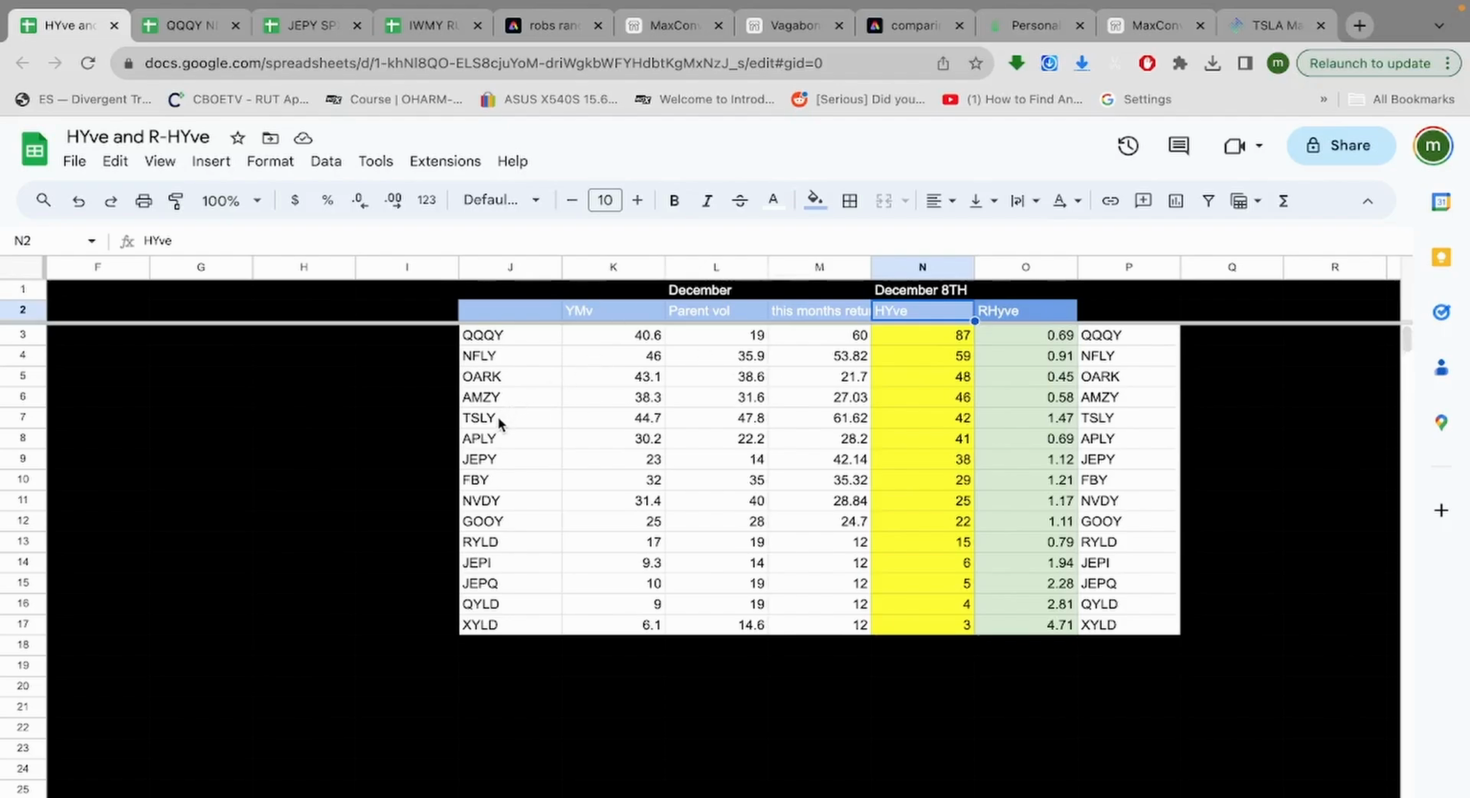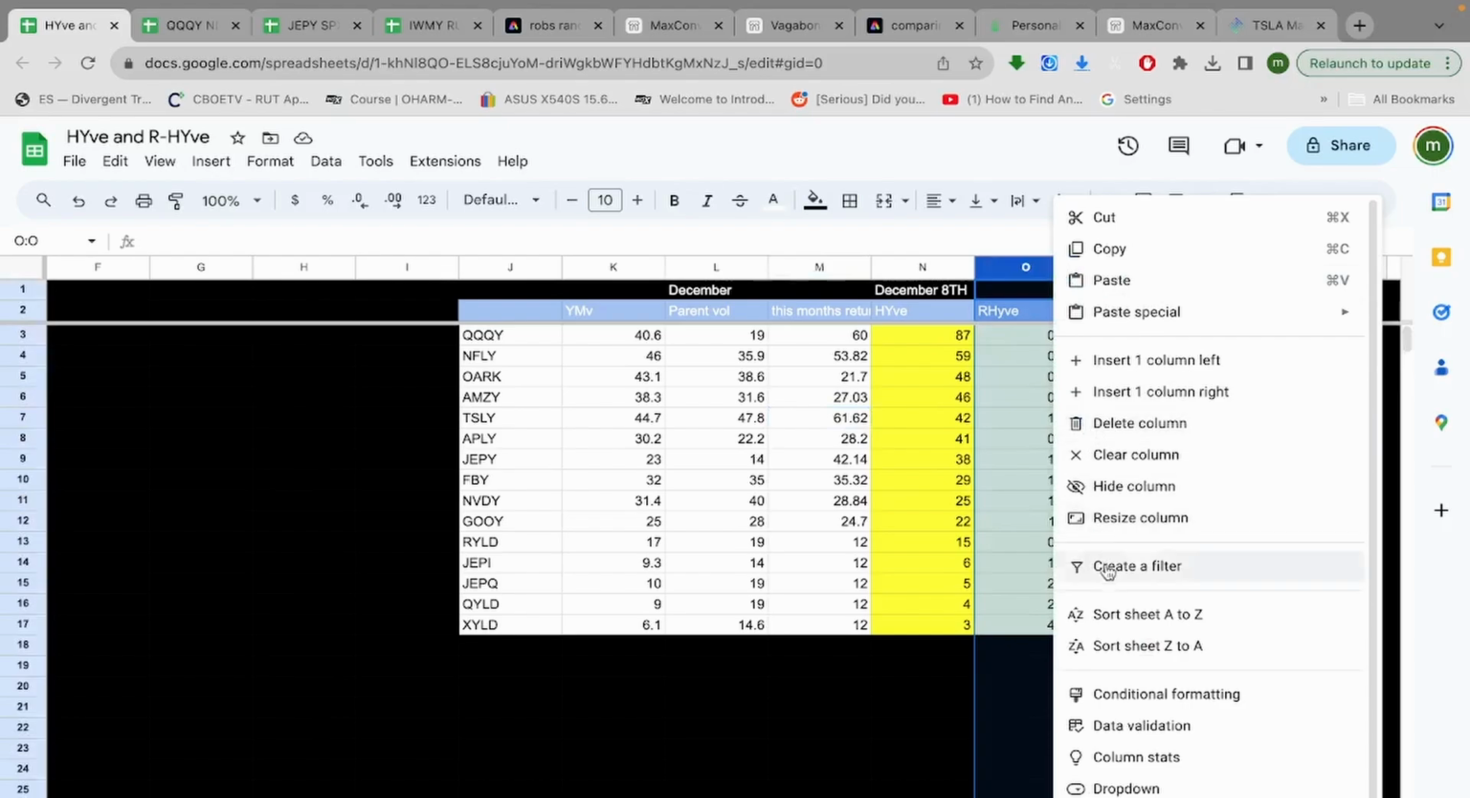So back to Tesla. Tesla has a hive of 42, which isn't the highest. I mean, heck, it's not near as high as QQQY or INFLY or OARC. But Tesla has a yield that's bigger than some of those. And well, it's smaller than some too. But anyway, when you divide this number by this number, you get 1.47. So anything above 1 is considered good risk-adjusted performance.